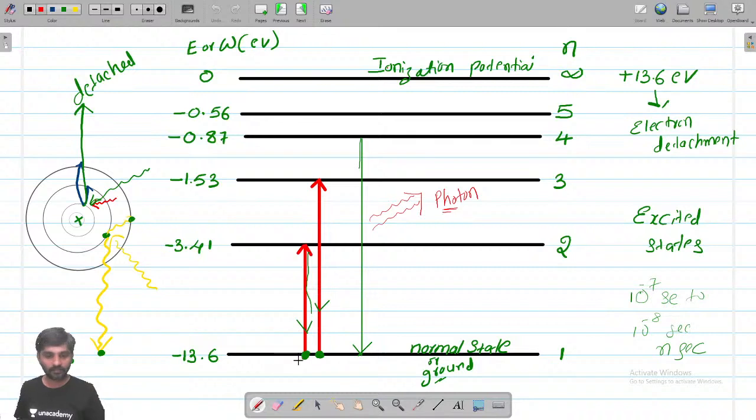So this transition from third level to second level, or second level to third level, will give us UV light, UV excitation. What is UV, sir? Ultraviolet excitation.